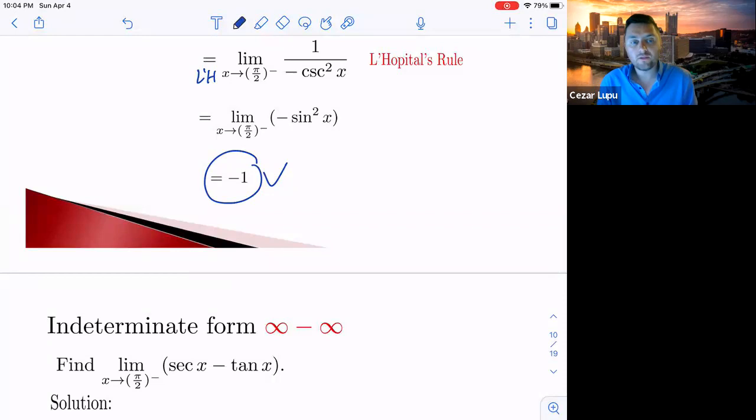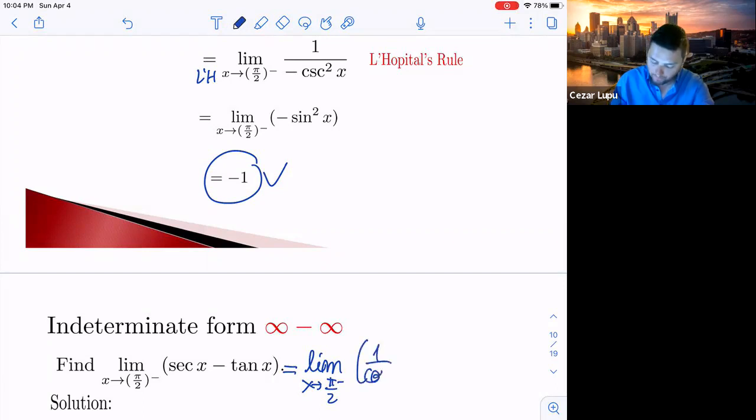So we would like to rewrite this, maybe make it look like 0 over 0 or infinity over infinity. So what should we do? First, let's see what secant is. Maybe we can do some algebra here. First of all, this will be the limit as x approaches pi over 2 from the left of secant, which is what? It is 1 over cosine of x, minus tangent of x, which is sine over cosine.